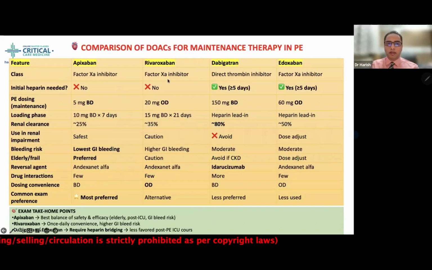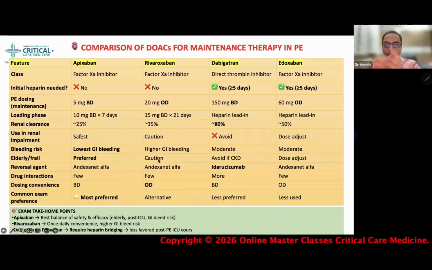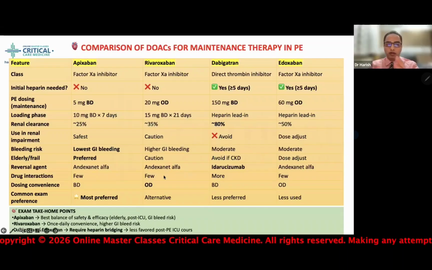Okay. So rivaroxaban, again it's a factor 10 inhibitor. Again, no need for initial heparin. We can directly start with the factor 10 inhibitor, that is rivaroxaban. So 20 milligram OD, loading dose 15 milligram BD for 21 days. With 35% renal clearance, we can use it, but we have to be a bit cautious as compared to apixaban when the patient has renal impairment. It has the highest GI bleeding risk, so in elderly we have to be cautious. We have a reversal agent called andexanet alfa. Drug interactions are few, OD dosage.